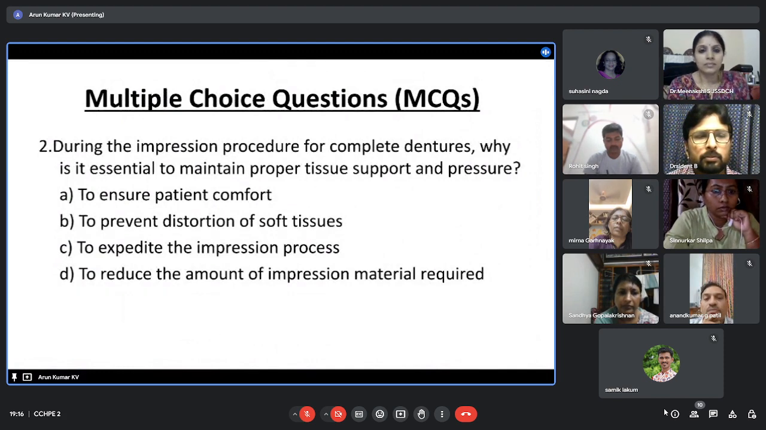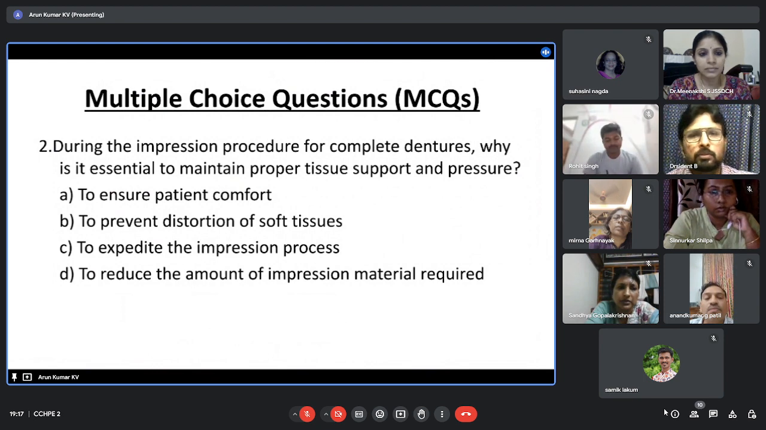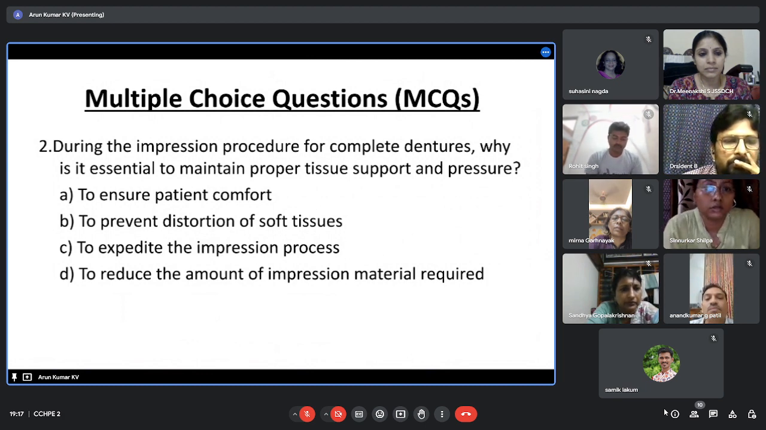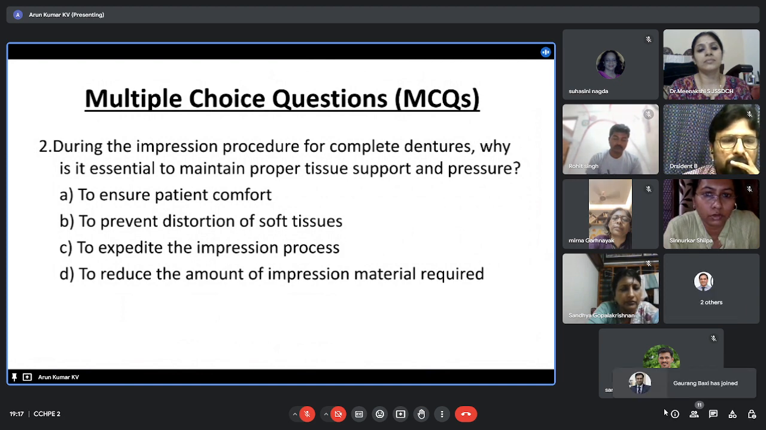This is my second MCQ, ma'am. During the impression procedure for complete dentures, why is it essential to maintain proper tissue support and pressure? To ensure patient comfort, to prevent distortion of soft tissue, to expedite the impression process, to reduce the amount of impression material required.